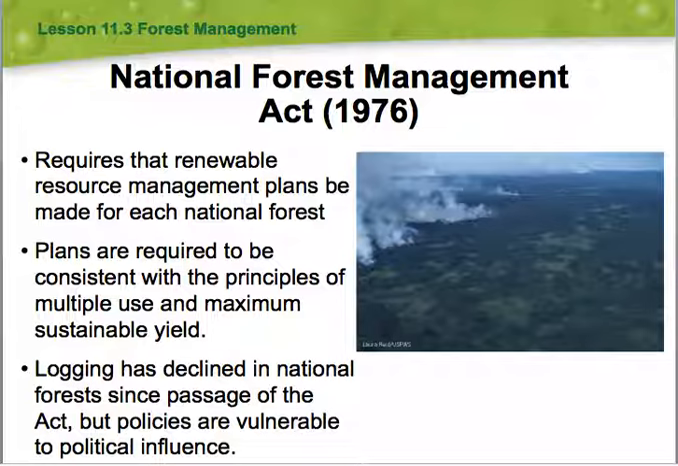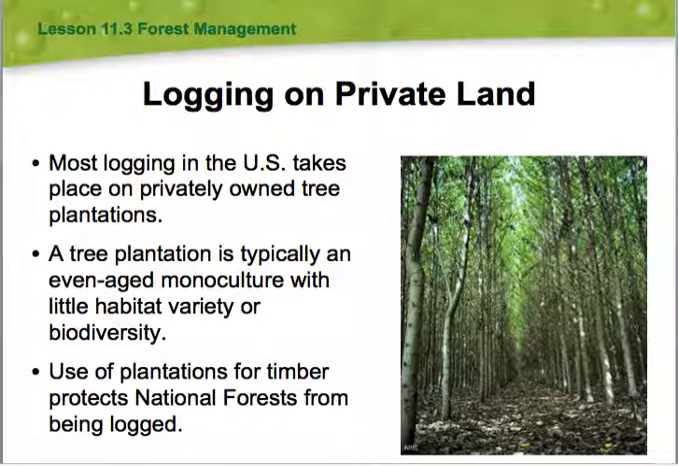Since 1976, we've actually seen a decline in logging in national forests. A lot of it's done on private land. The majority of logging in the United States is done on private land, and that is typically where you see tree plantations. You have all of the same trees growing rows after rows after rows, and they come in, cut them down, harvest them, and go back and replant them, and they do it again. So it's more of an agricultural crop than actually a forest.